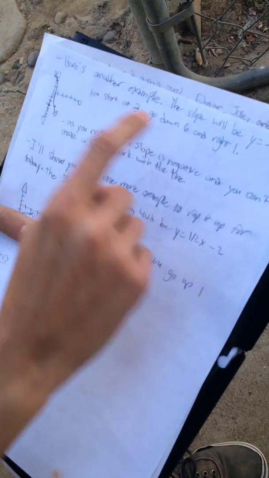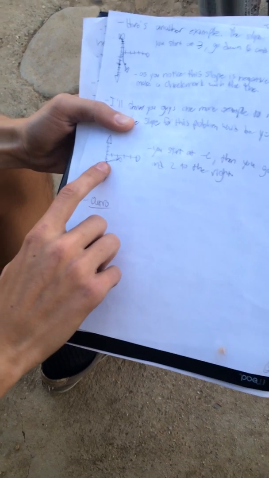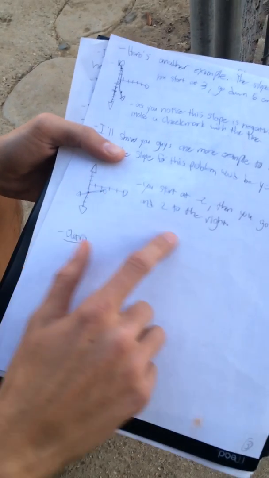It's the opposite side. I'll show you guys one more example to wrap it up for today. The slope for this problem would be y is equal to half x minus 2. You start at -2, go up 1, and 2 across to the right. As you can see for this, it is also a positive slope.